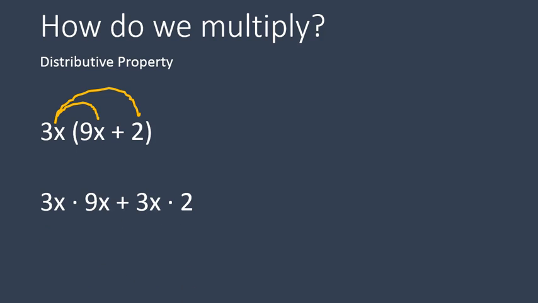So it's going to look a little bit like this. 3x times 9x and 3x times 2. Notice that they are separated by addition. That's very important. So you're not multiplying all of it together, but you're multiplying 3x times the first term and then 3x times the second term. This is what you'll end up with. 3 times 9 is 27. x times x is x squared. So our first term is 27x squared. 3x times 2: 3 times 2 is 6, and the variable remains the same. So this is how we're going to use the distributive property to multiply a monomial times a binomial.